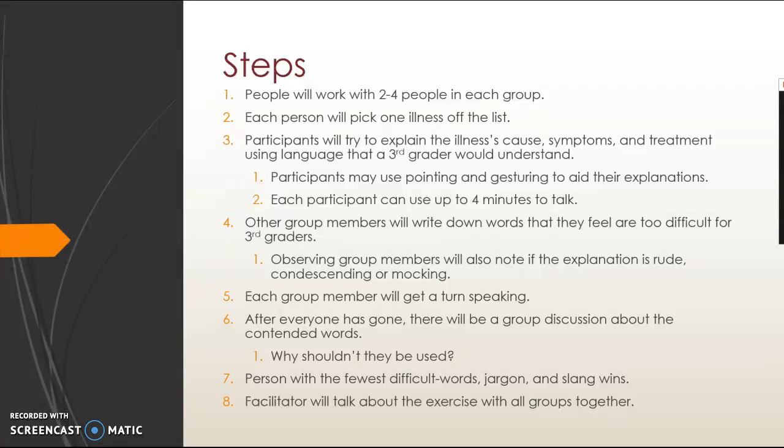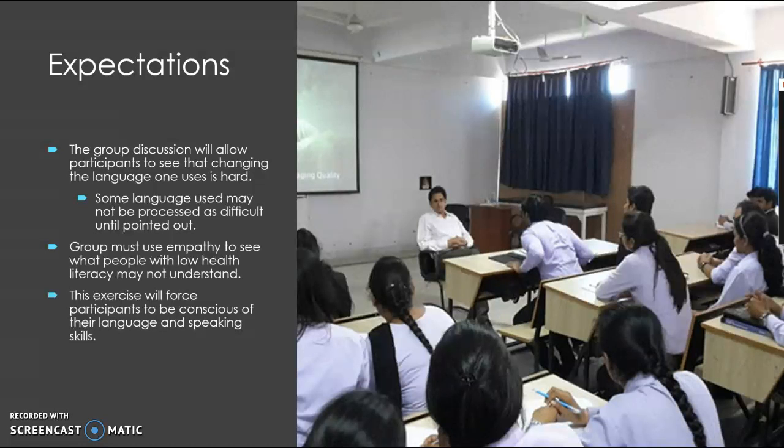The facilitator will talk about the exercise with all the groups together and have a group discussion. The group discussion will allow participants to see that changing the language one uses is hard. Some language used may not be processed as difficult until pointed out afterwards.